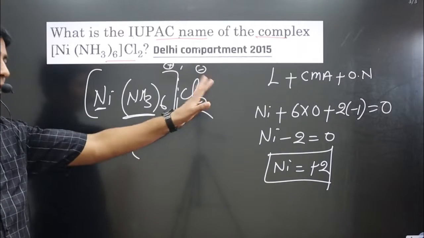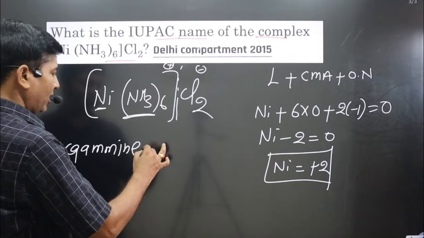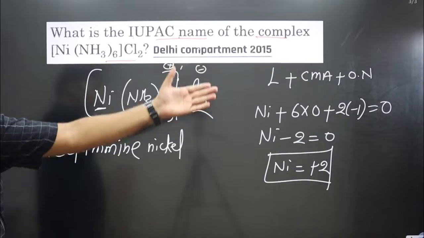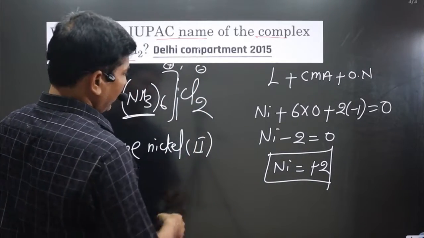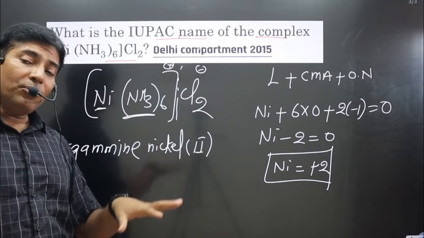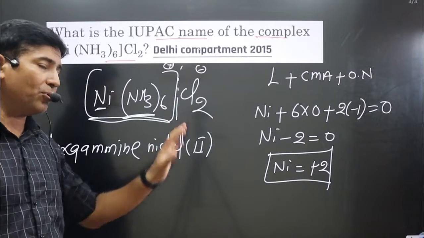Ligands written. Then we have the central metal atom. We use the common name nickel, because it is present in the cationic complex. Then after that we have to write the oxidation number, already calculated. Now we have the interesting part. We have the counter ion in the last. The naming of this complex is done. We have the counter ion.